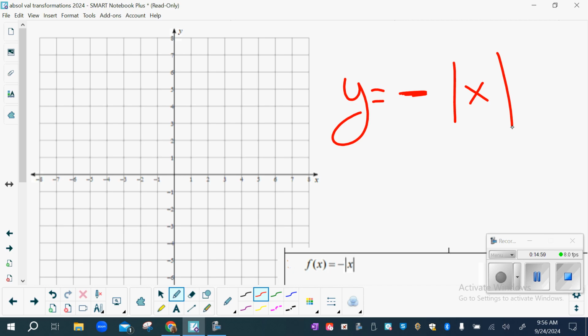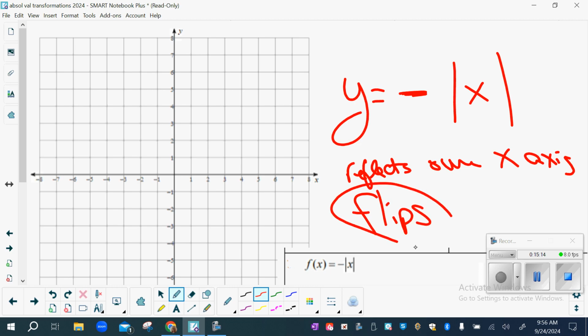This is called, it reflect, oh, what the holy hell happened there? That was a little terrifying. Reflect over x-axis. In other words, it flips it. So normally it would look like this, but now it's going to flip upside down and look like that. Yeah, super easy.